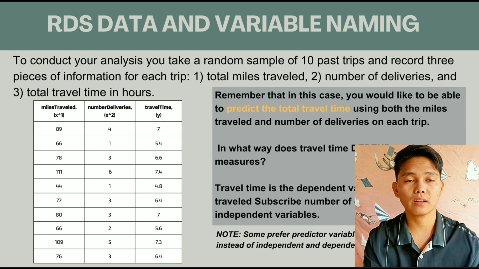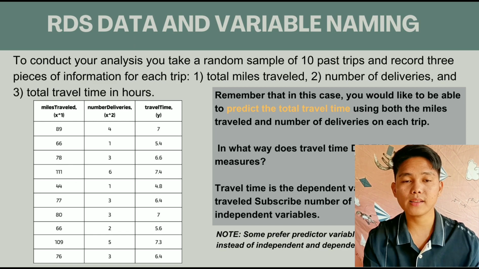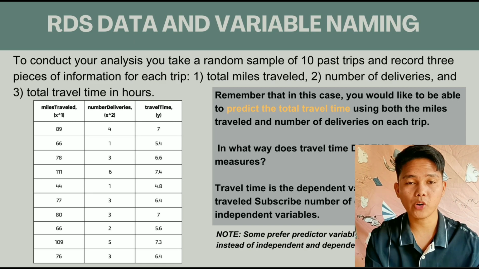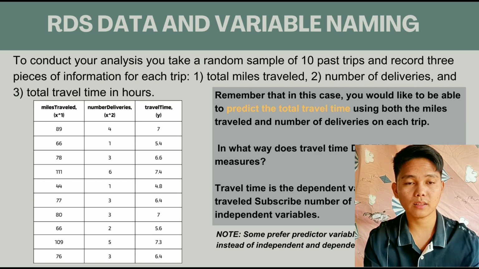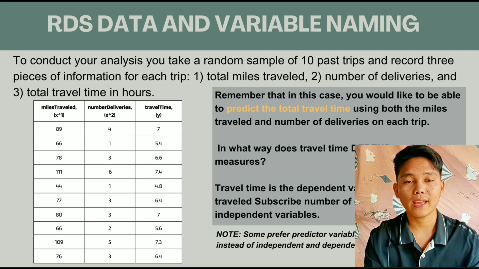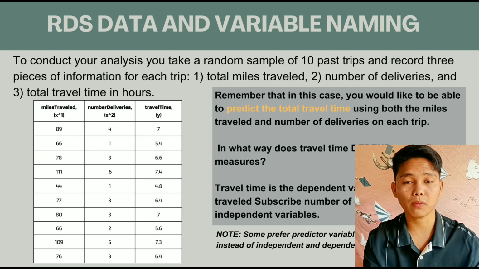So we have the table in which x1 represents the miles traveled, x2 the number of deliveries, and y the travel time. In the first row, miles traveled is 89, number of deliveries is 4, and travel time is 7. And the second is 66 miles traveled, number of deliveries is 1, and travel time is 5.4. Here are the 10 random samples.